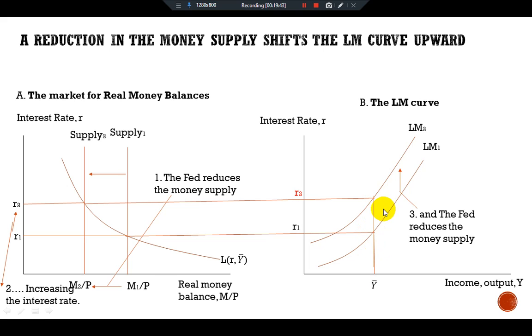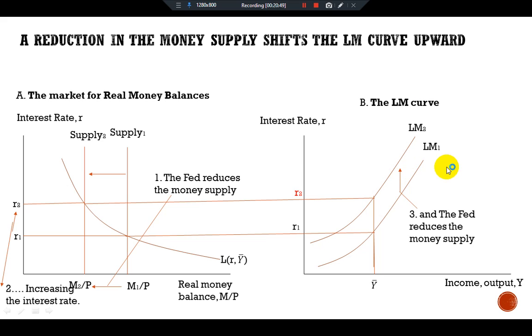Because we have supposed the same level of income, whenever the Federal Reserve reduces the supply of money, this reduces the real money balances and increases the interest rate, and this shifts the LM curve from LM1 to LM2. So the Fed reduces the money supply and we have a higher LM2. Holding income constant, given the demand curve for real money balances, a reduction in the supply of real money balances raises the interest rate that equilibrates the money market. Hence, a decrease in the money supply shifts the LM curve upward.